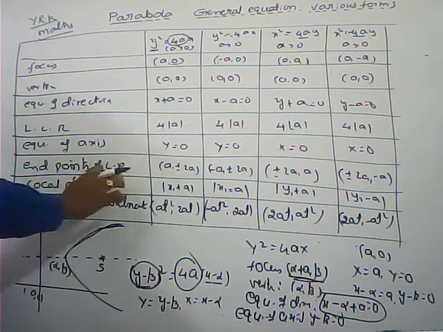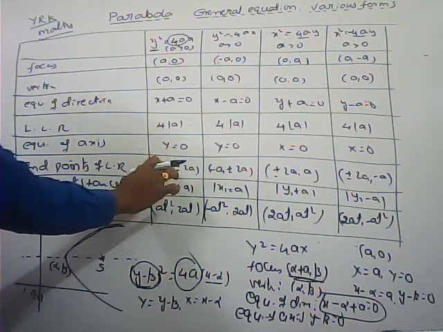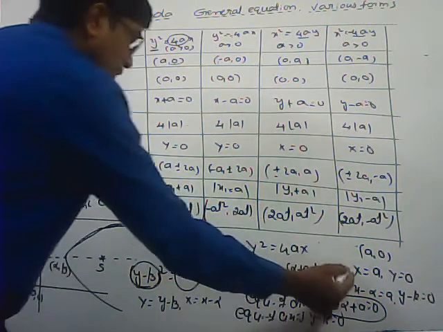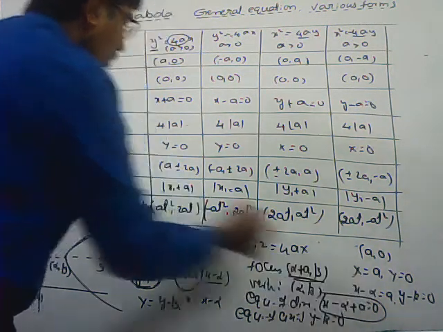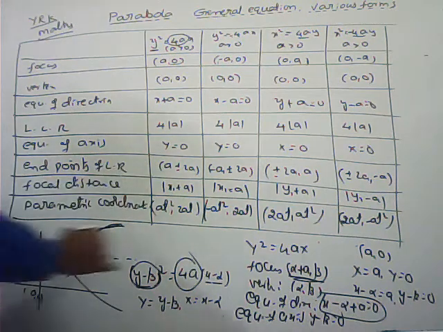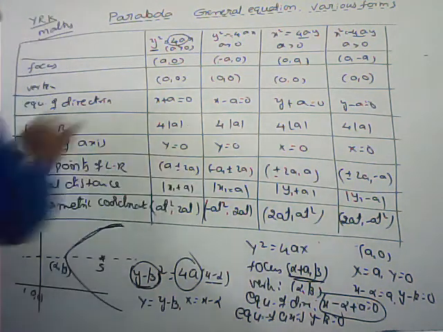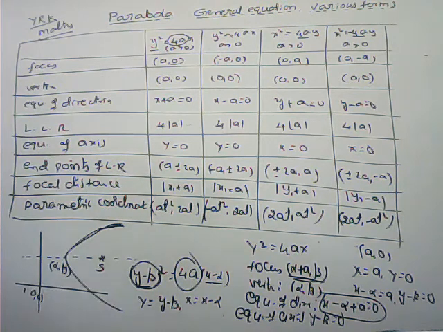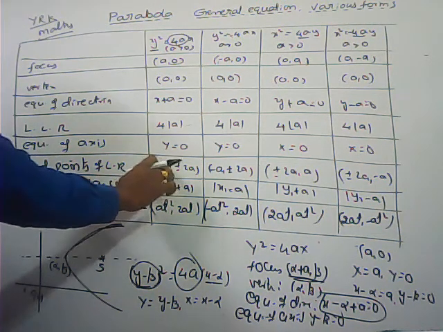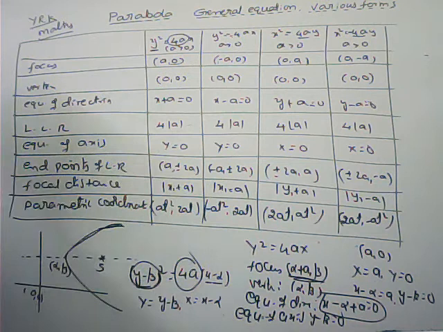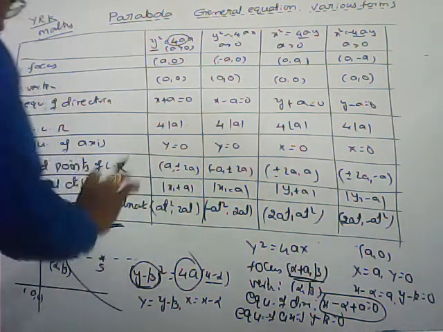End points of the latus rectum, here a comma plus or minus 2a I have written. X coordinate is equal to a, x is equal to alpha plus a, comma beta plus or minus 2a we can write. Alpha plus a, comma beta plus or minus 2a. Focal distance, everywhere the same thing only, x1 plus a. Focal distance, there is no change.